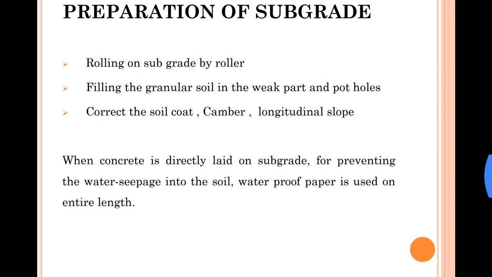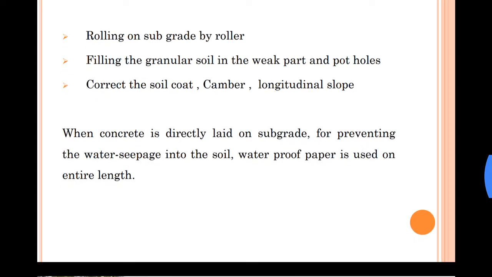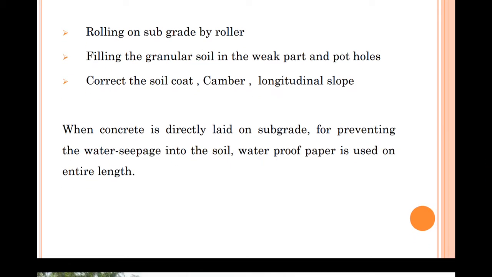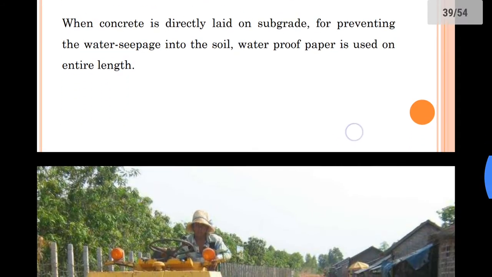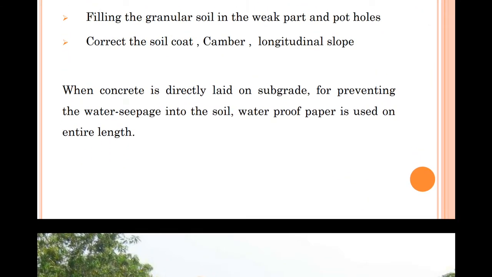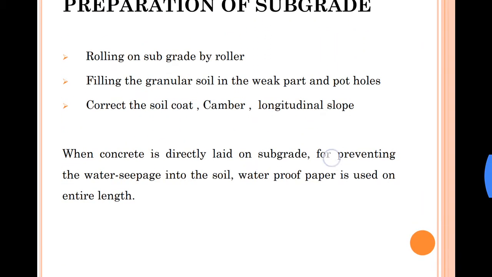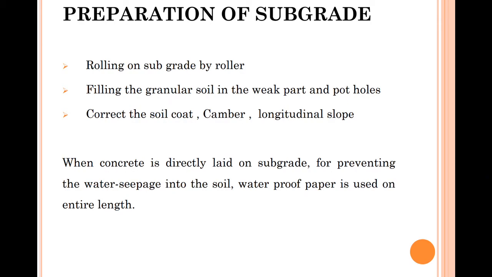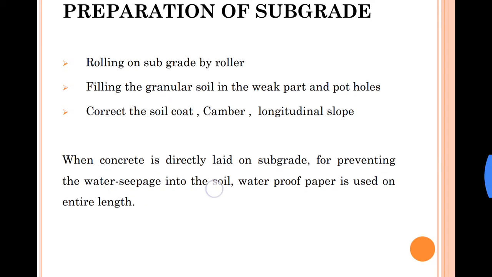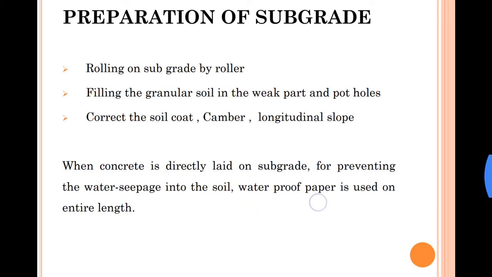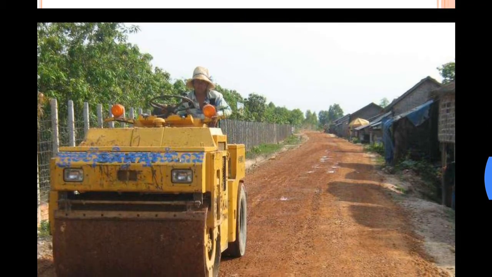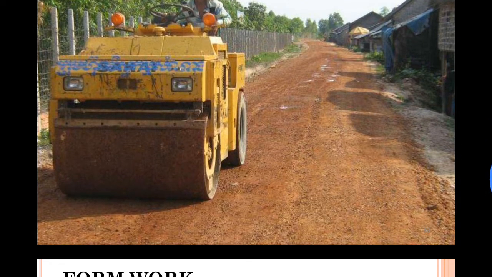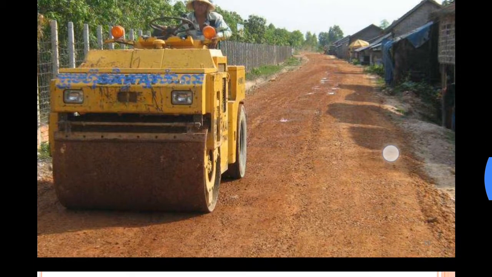When concrete is directly laid on subgrade, for preventing the water seepage into the soil, waterproof paper is used on the entire length. If we do not provide any base course in between the concrete and the subgrade, then in that case, in order to avoid water seepage, we can provide waterproof paper on the surface of subgrade. Now this is the existing subgrade, and we do the compaction on this.